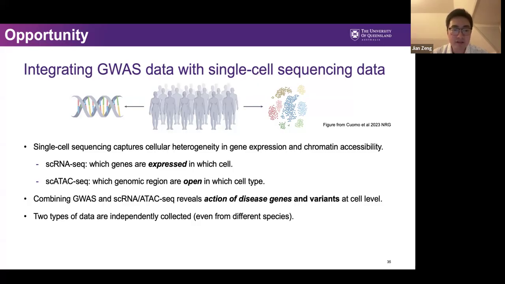So combining the GWAS with the single cell sequencing data provides insights into where and when these disease genes and variants act to influence the disease risk. And these two types of data can be collected independently. And the single cell data can even be collected from healthy cohorts or different species like the mouse.